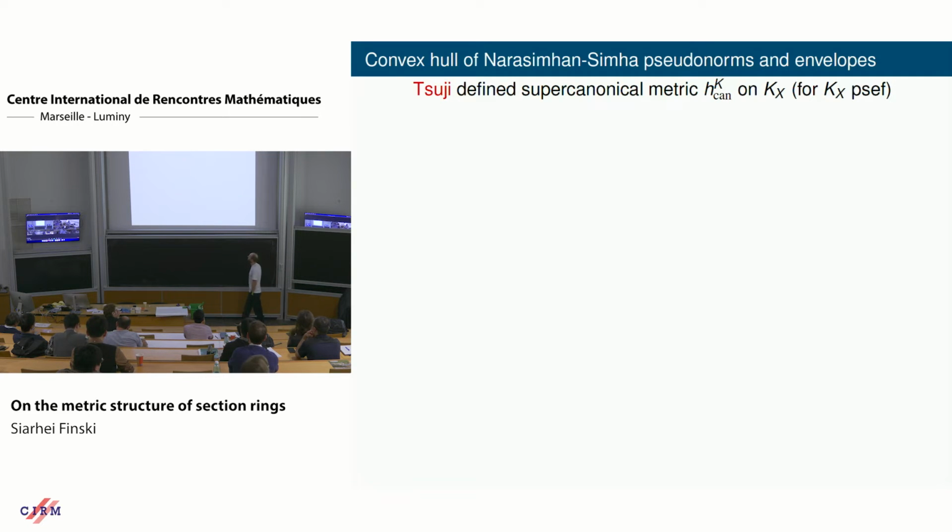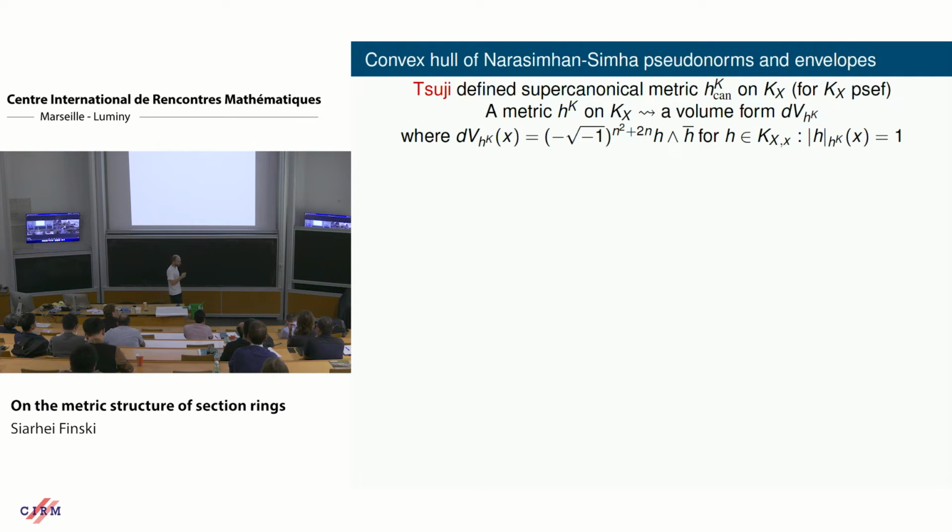In this direction, I would like to recall that Hajime Tsuji in 2007 defined a certain metric on the canonical line bundle, which he called the supercanonical metric. The construction of this metric only works for pseudo-effective line bundles. Well, I will essentially apply it only in the ample case, which is a special case of pseudo-effective.